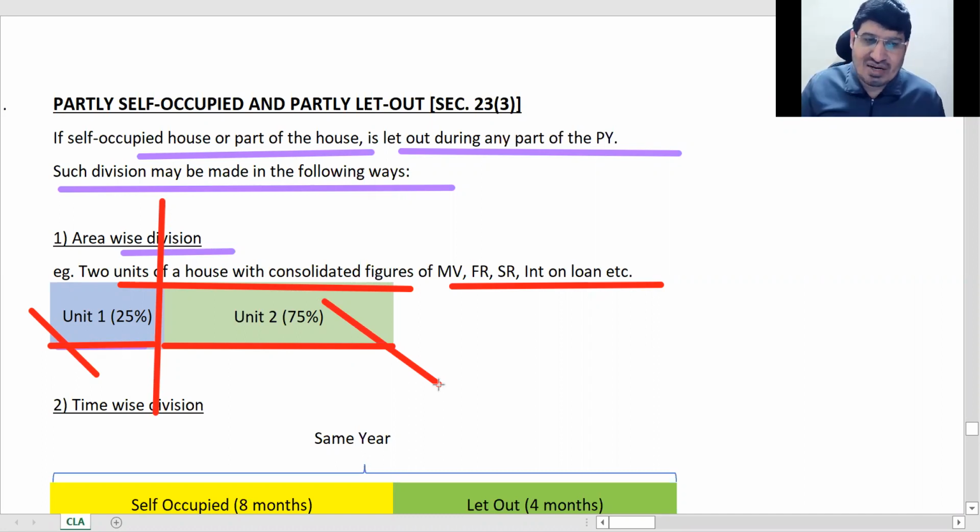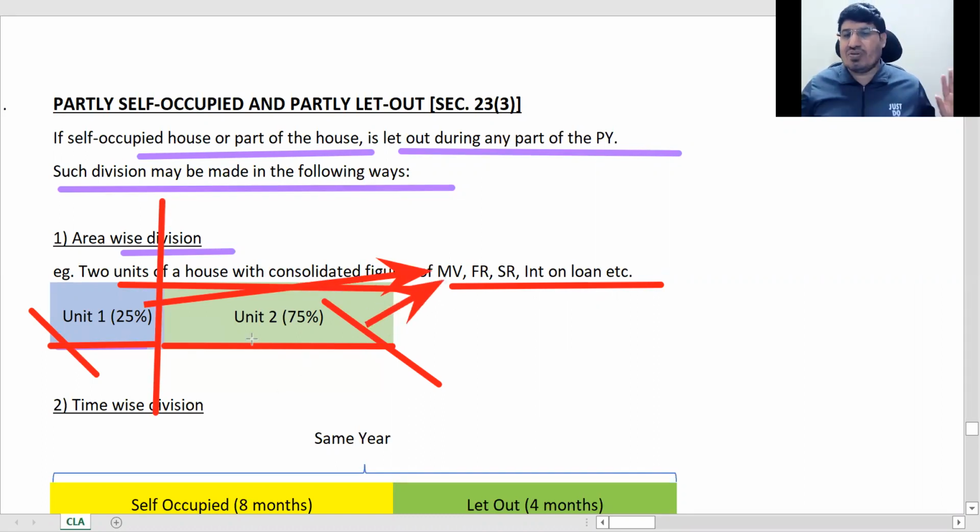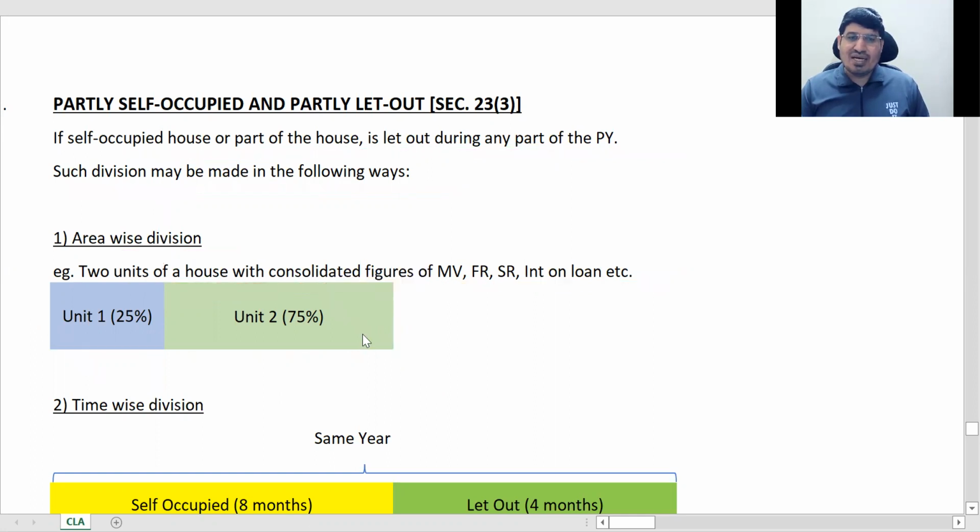What is the difference here? The only difference is your municipal value, all that will be for 100%. Just multiply by 25% and 75% to get values for these 2 units. That's all. Even municipal tax you will have to multiply in this ratio. So technically you don't have to do anything, just go by this ratio.